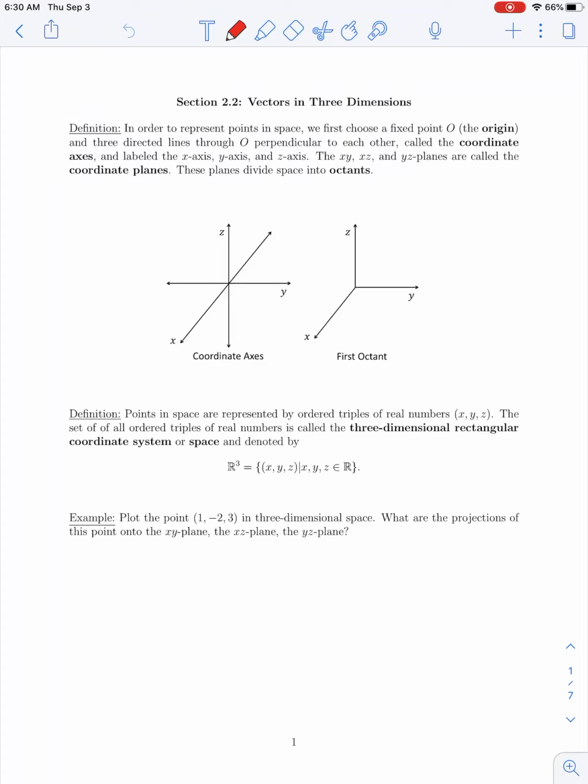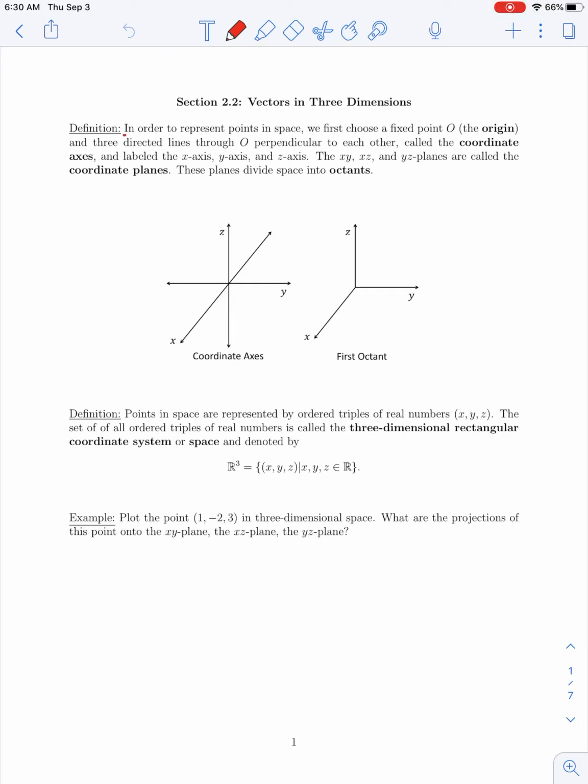Okay, in this lecture we're going to cover the first part of our section 2.2 material on vectors in 3 dimensions. And before we can discuss vectors in 3 dimensions, we need to discuss the 3-dimensional coordinate system, or sometimes referred to as space. So let's start with some definitions.